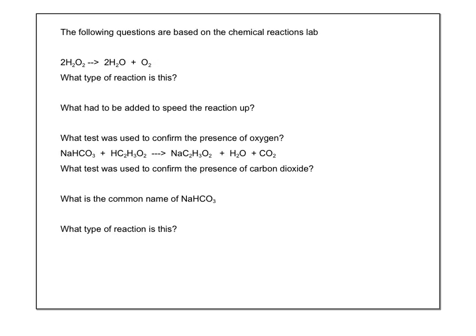These questions are taken from the lab, and we went over these in class, so you should be able to look at your lab and see the answers to these. But the first one is a decomposition reaction. So decomposition. And remember that before we do the testing, the way that we made the reaction go faster is we added a catalyst. The catalyst that we added was the iodide ion.